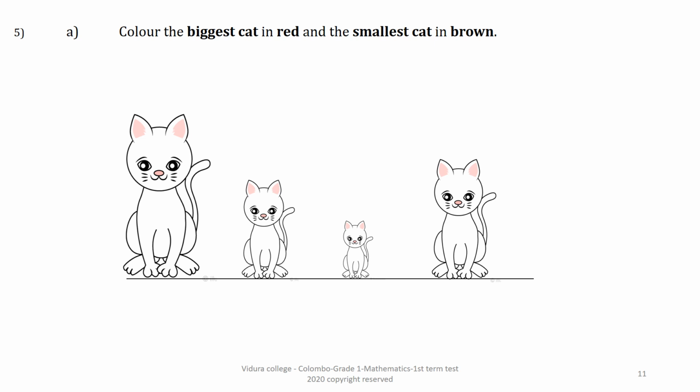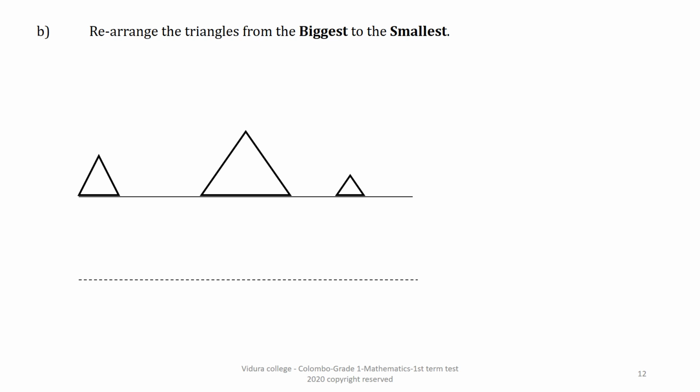Right. Did you finish coloring? And did you color it nicely? Okay. Shall we go to the next question? Keep your finger on simple B. Rearrange the triangles from the biggest to the smallest.